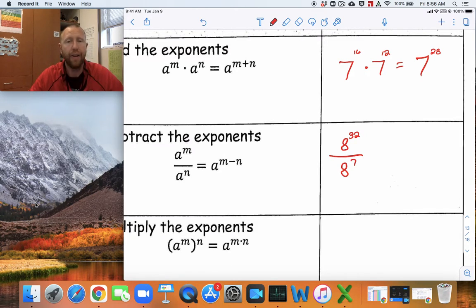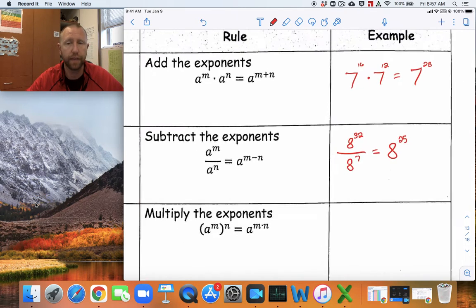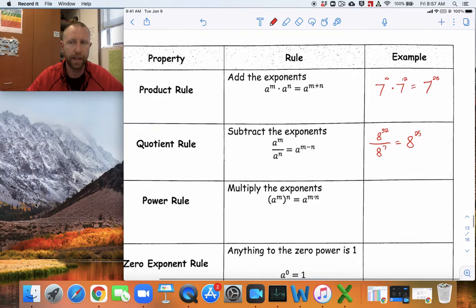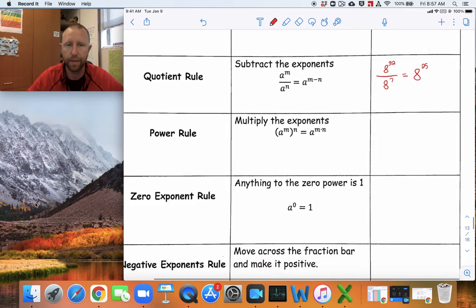Okay, I don't have to actually expand all those. I can follow the rule, which says these have the same base, just subtract their exponents. 32 minus 7 is 25. My answer is 8 to the power of 25, right? It would have been super tedious to write all those out. We don't have to do that.